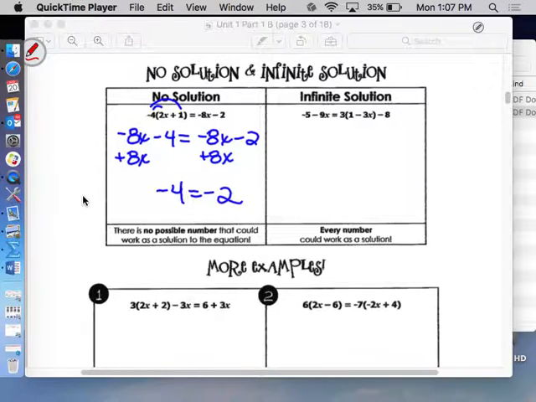-2. Notice that positive and negative 8x right here are additive inverses, and they sum to 0. What remains are two numbers that are not equal to each other. So this is a false statement. When the variables sum out of the problem and the two numbers that remain do not equal each other, that is a false statement, a false outcome. And this is a situation where you would say that you have no solution.